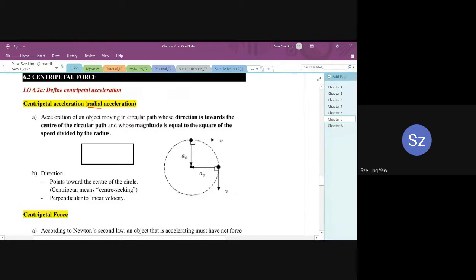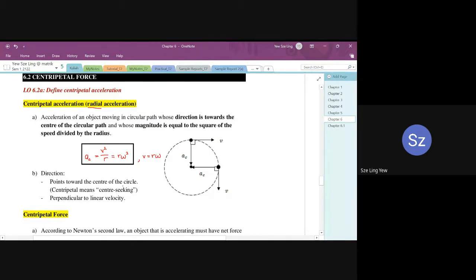It is the acceleration of an object moving in a circular path, whose direction is towards the center of the circular path and whose magnitude is equal to the square of the speed divided by the radius. So a_c, a with subscript c, represents centripetal acceleration, and it equals v squared over r. It also equals r omega squared. Why r omega squared? Because v equals r omega. You substitute v equals r omega into the equation and obtain a_c equals r omega squared. So you have two equations for centripetal acceleration.